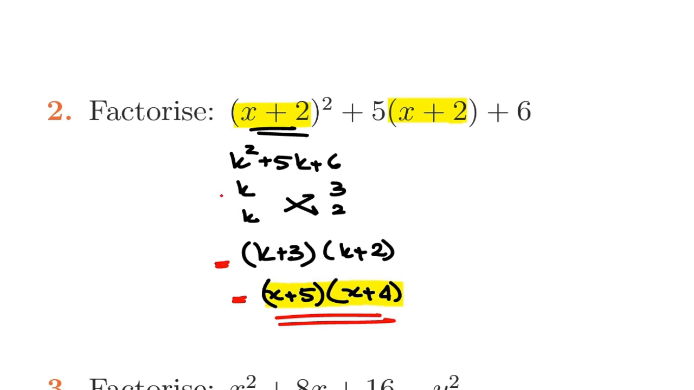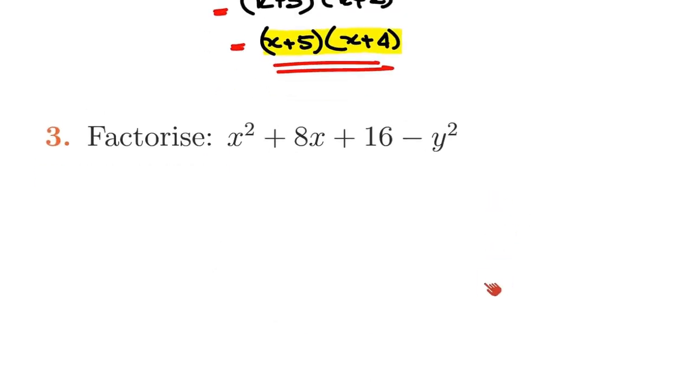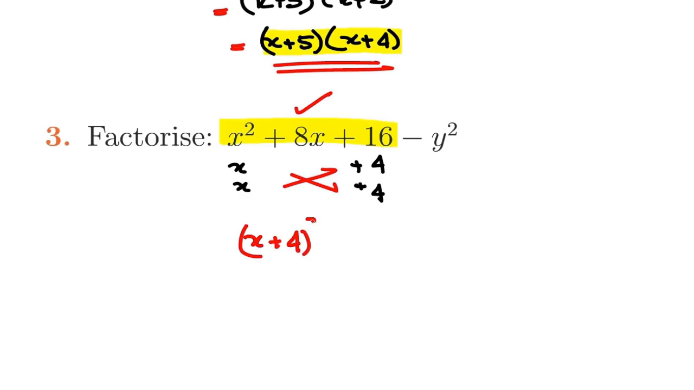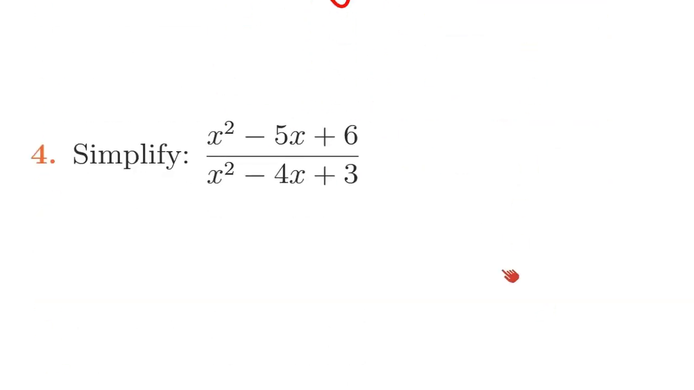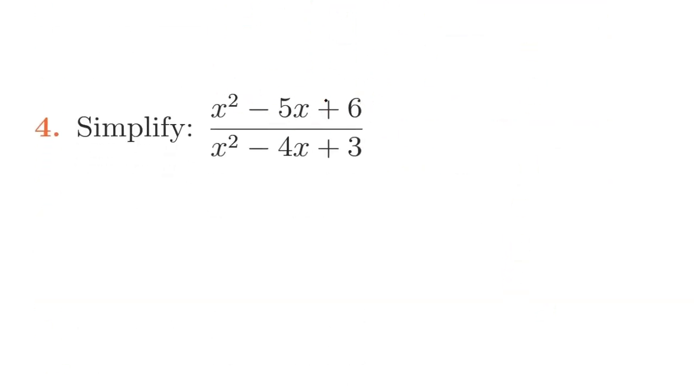Should I do it like this? Our third question says to factorize. Let's take this part by itself. X times 4, 4 plus plus. We multiplied diagonally and added. It made 8x. So it's x plus 4 times x plus 4, minus y squared. Now we're going to do the difference of two squares. X plus 4 plus y, x plus 4 minus y. This is our answer.